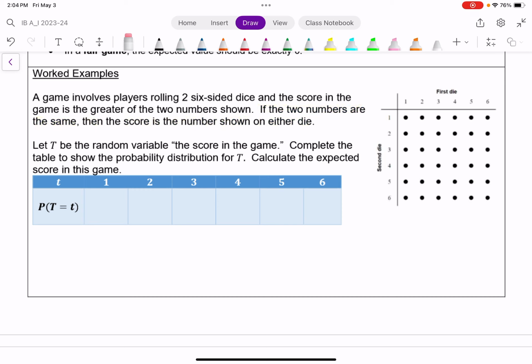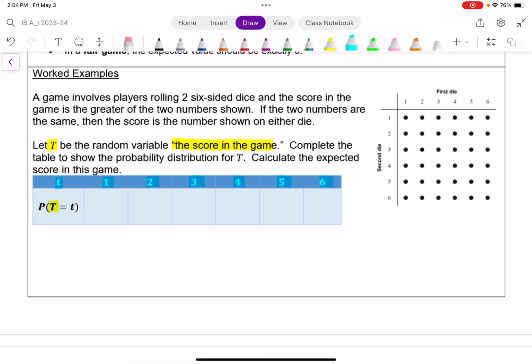And so let T be the random variable, the score in the game. Uppercase T represents the whole set, and lowercase t represents the individual possibilities: getting a score of 1, 2, 3, 4, 5, or 6. In this table, I now want to find the probability. For example, this means the probability of a score of 1, a probability of a score of 2, a probability of a score of 3, and that's what I want to put in here. So let's find some of these probabilities.